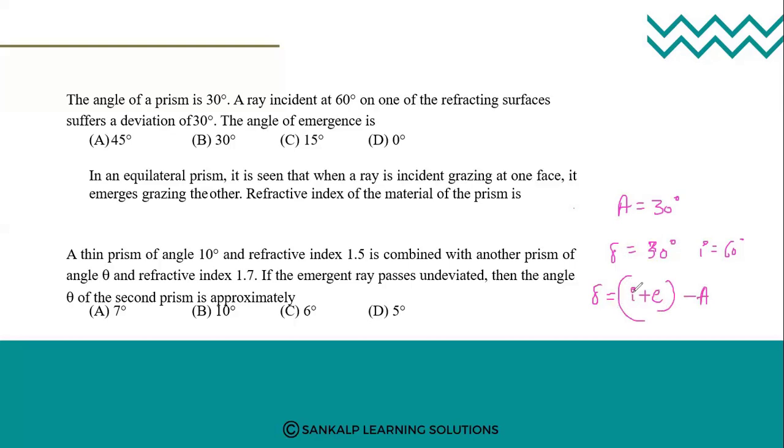So the remaining values we can just substitute. So here 30 is equal to 60 plus E minus 30 degree. So this 30, if I shift, it will be plus 30. So here it will become 60, which is equal to 60 plus E. So 60, if I transfer, the answer will be 0. The angle of emergence will be 0. That is, option D is the right answer.